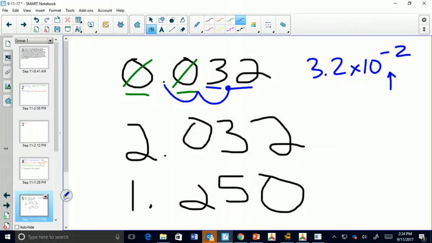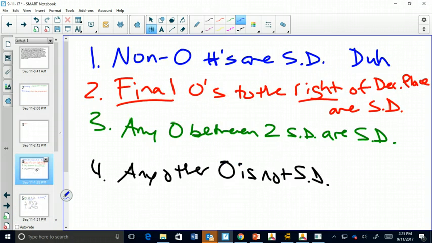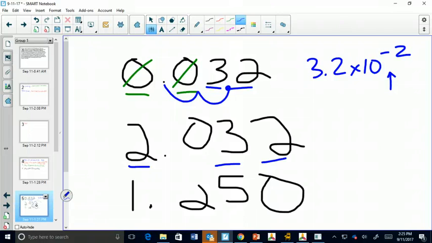How about this one here? Give me some fingers. 2.032. How many significant figures? Don't look at your neighbor. What do you think? Got 2s or 3s or 4s? Okay, open your eyes. Here you go: 4. We all know these are non-zeros, right? How about that 0? Is it significant? Why? Sir? It's in between 2 significant figures. And that's what rule number 3 says, right? Any 0 in between is significant. So yes.